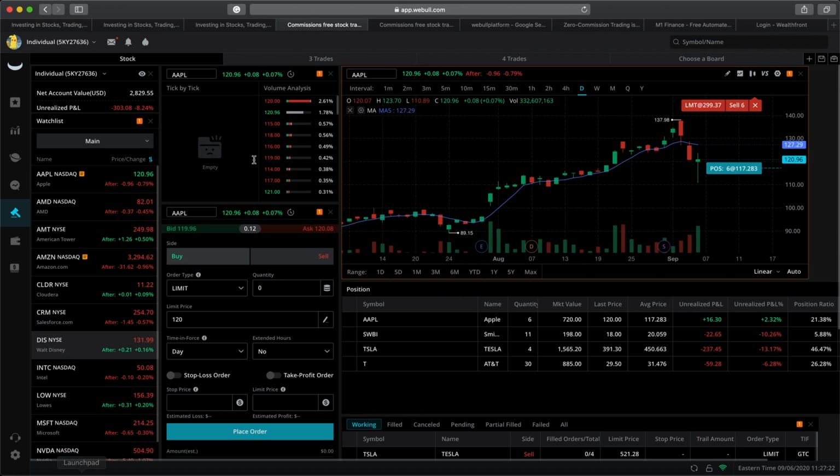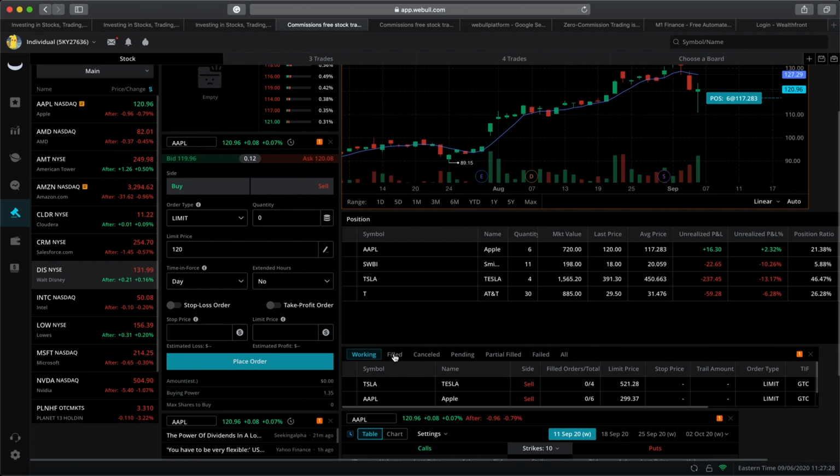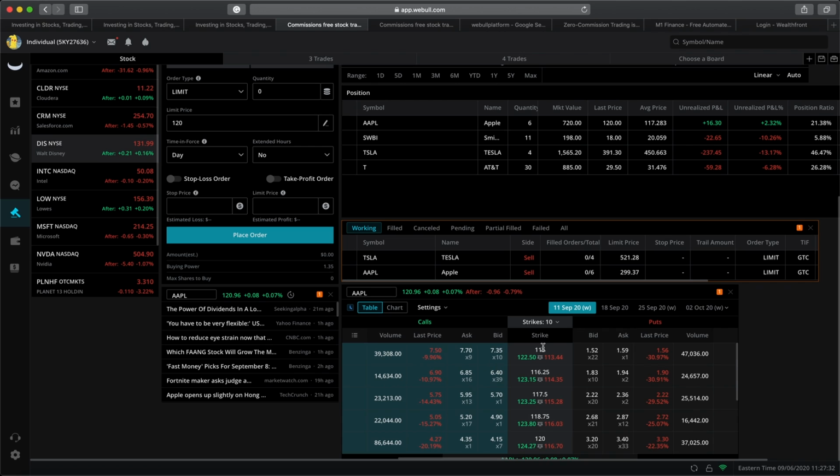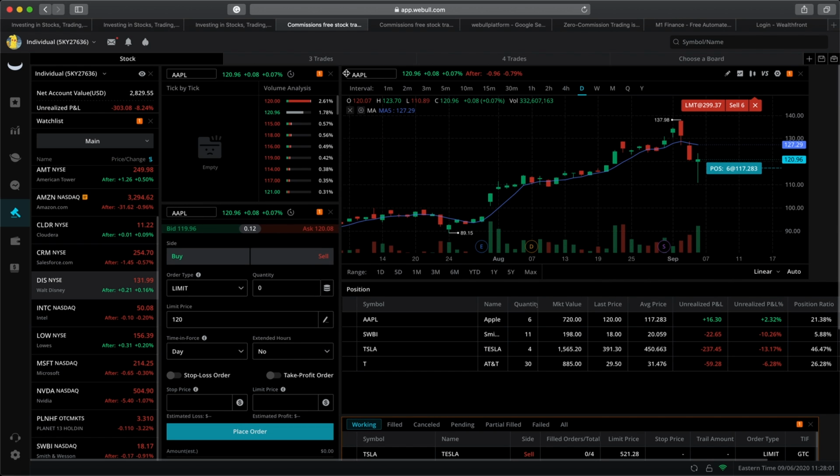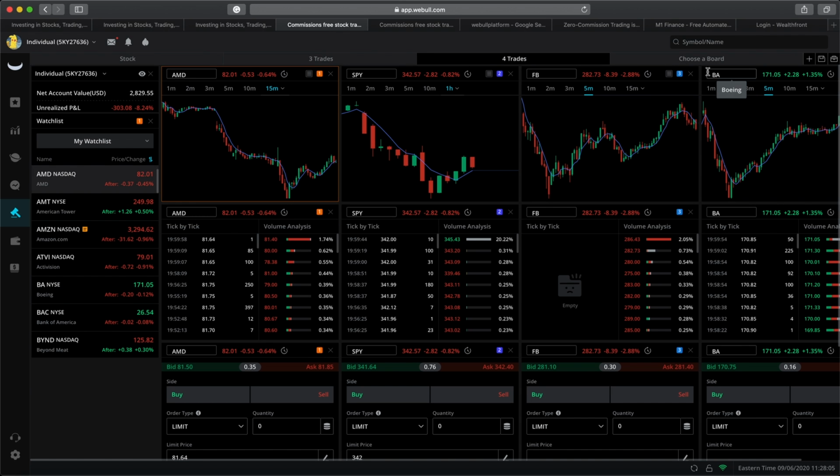It has my watch list, the buy and sell options right here, what positions I am in, what's working, what has been filled. If you scroll down below, I actually have options pulled up. Keep in mind with Webull, you can trade stocks and options, which is very interesting. After that, if you look up here, I set up a few different tabs, which you're able to do by clicking this plus button.